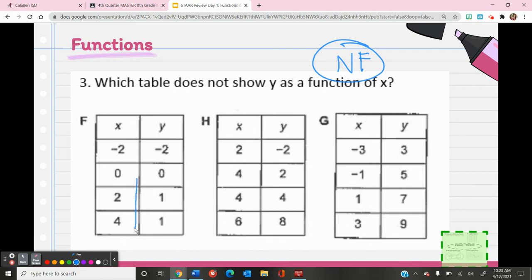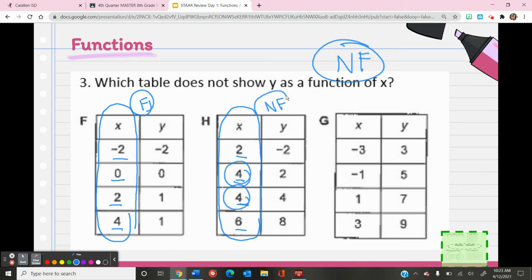So for our x values here, for f, we're just looking here. So here I have a -2, 0, 2, and 4. None of my x values repeat, so this is a function. Then looking at h, I have a 2, a 4, a 4, and a 6. Well, here I have 2 4s, so this tells me that this is not a function.